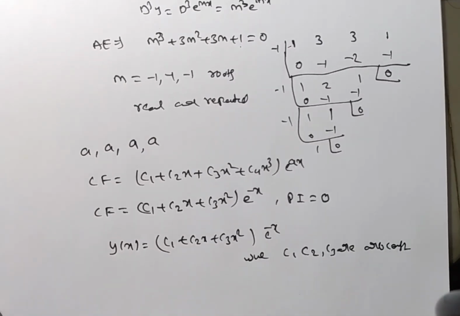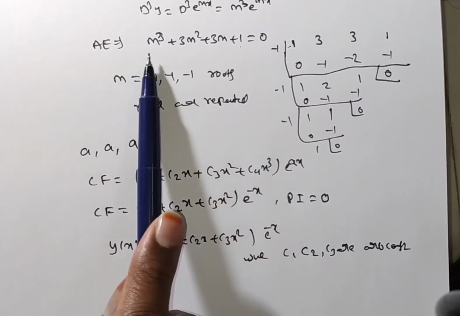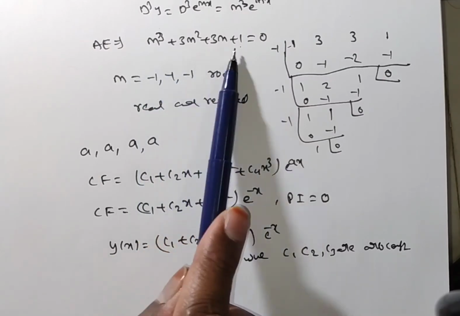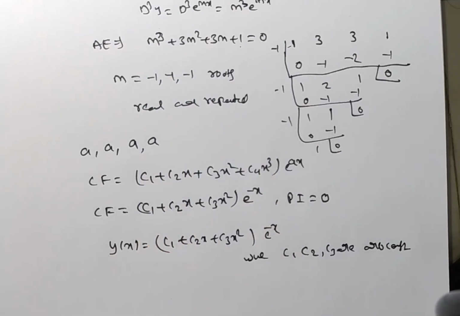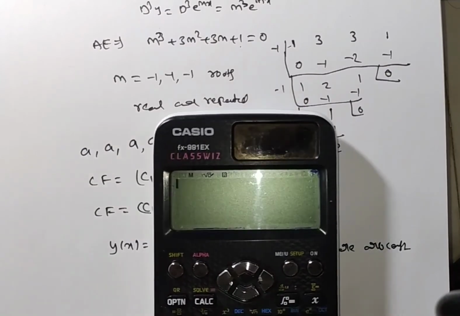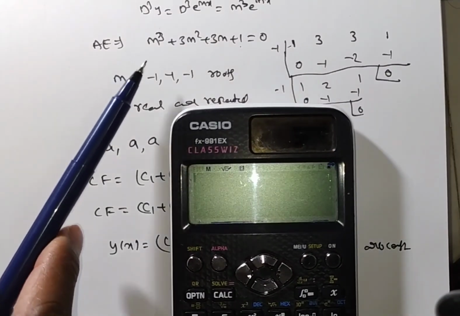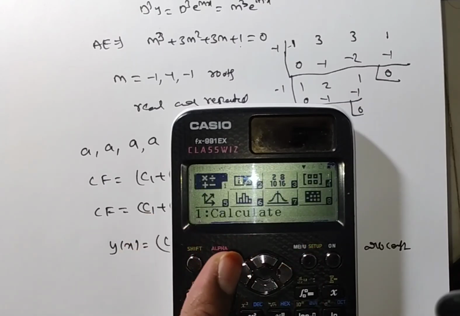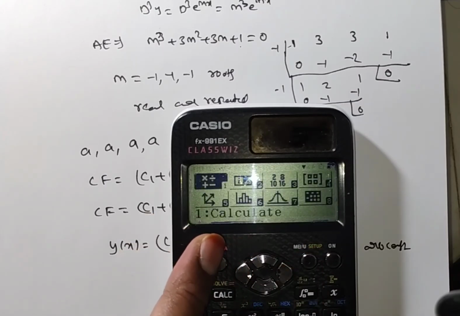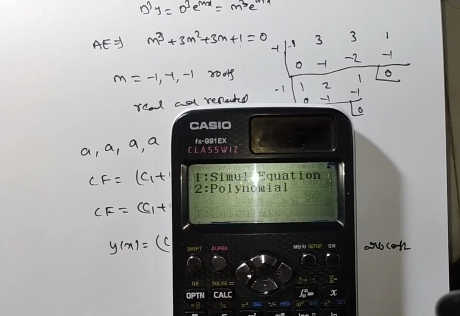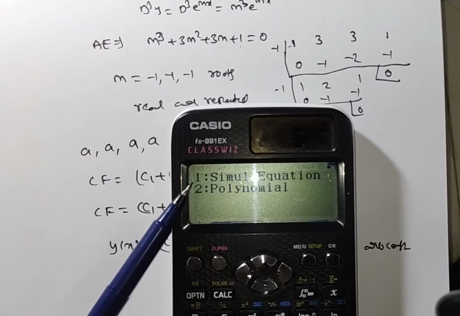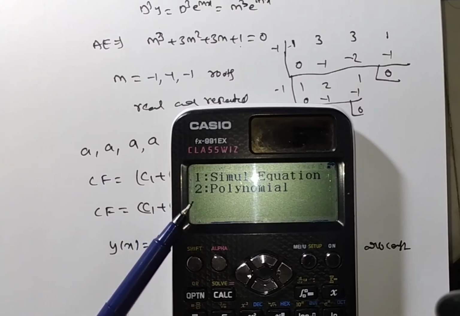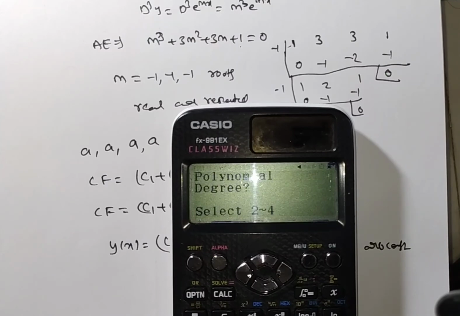Okay friends, this problem you can solve by using the calculator also. Now you see the given expression is m cube plus 3m square plus 3m plus 1 is equal to 0. In this case, I am explaining in this calculator you have a cubic equation, so I am going for the menu. For any calculator you have to go for equations. In this calculator, if you press A, then it goes to calculator mode. In the calculator mode, we have two types of equations. One is simultaneous equation, another one is polynomial equation. So press 2 button, then you will go for the polynomial equation.